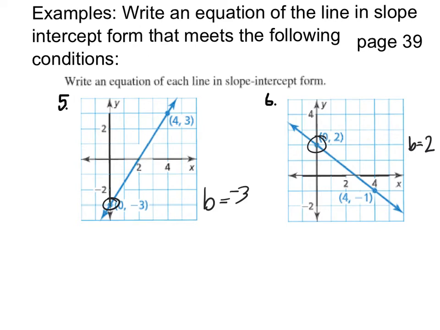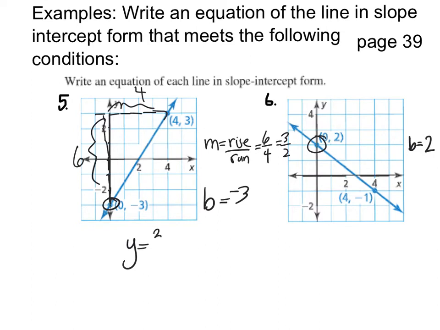Then I can count my rise over run. Remember, slope is rise over run. So rising from this point to this point. Rise 1, 2, 3, 4, 5, 6. So this is 6 units. Run right in a positive direction, 1, 2, 3, 4. So my slope is 6 over 4, but I do need to reduce to 3 over 2. So y equals 3 over 2 x plus negative 3 or minus 3.